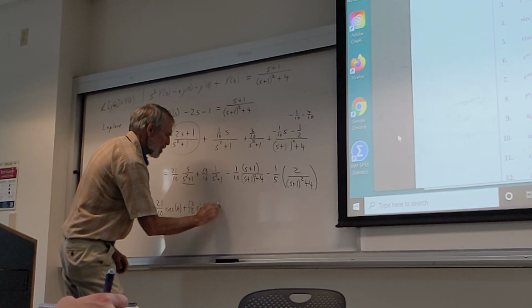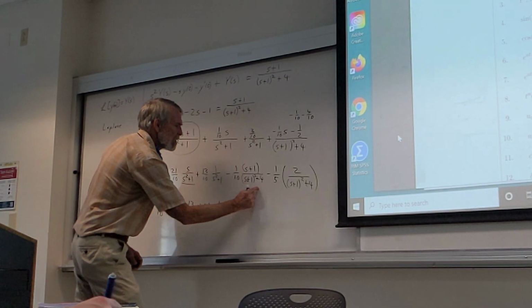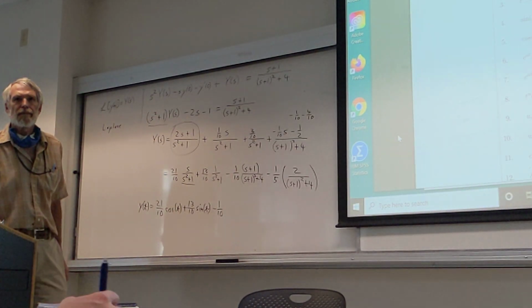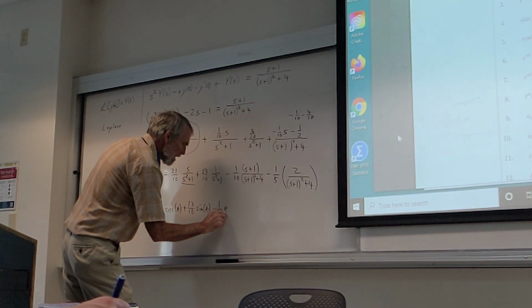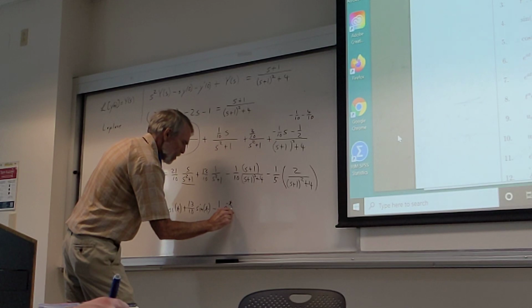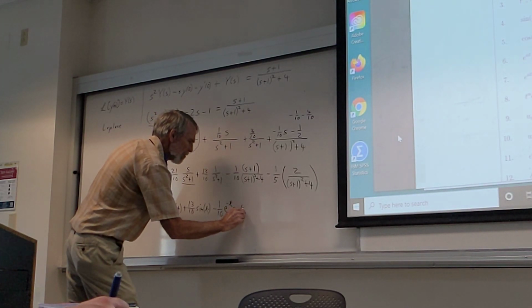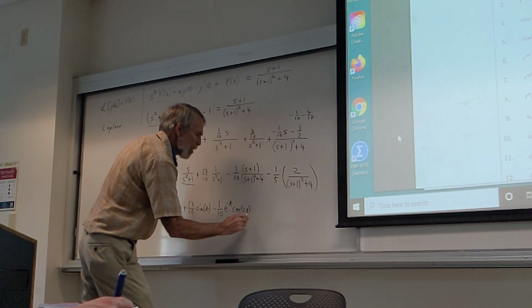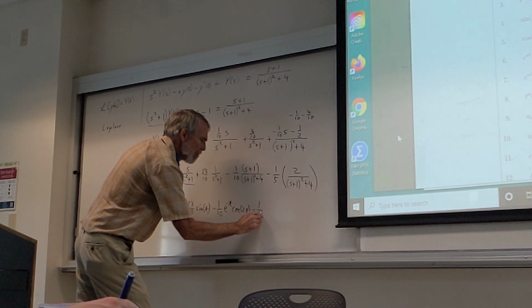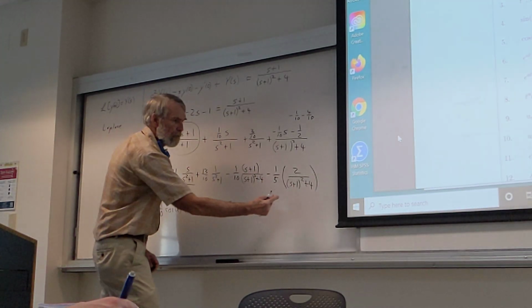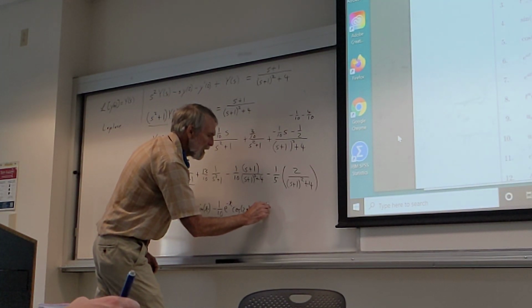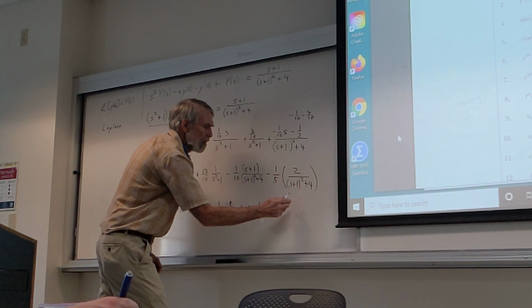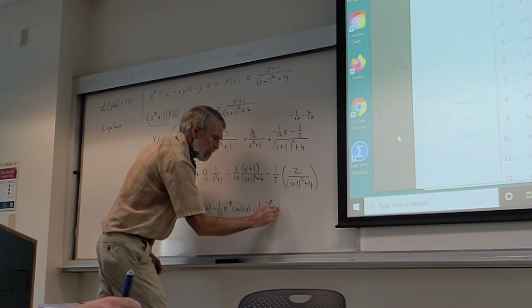Okay, minus 1 over 10. What does this invert to? Negative e to the minus t cosine 2t. And the last one? Shift theorem. e to the minus t sine of 2t.